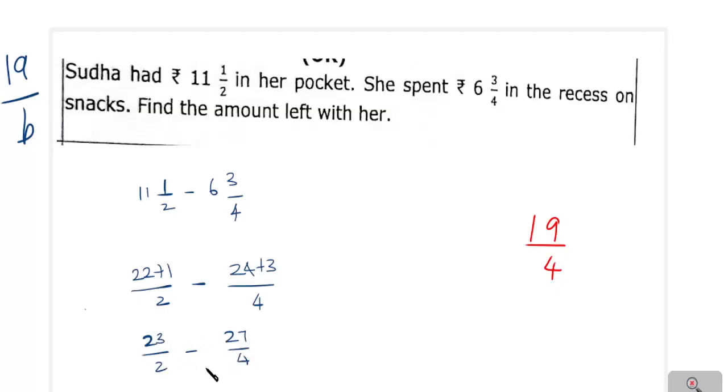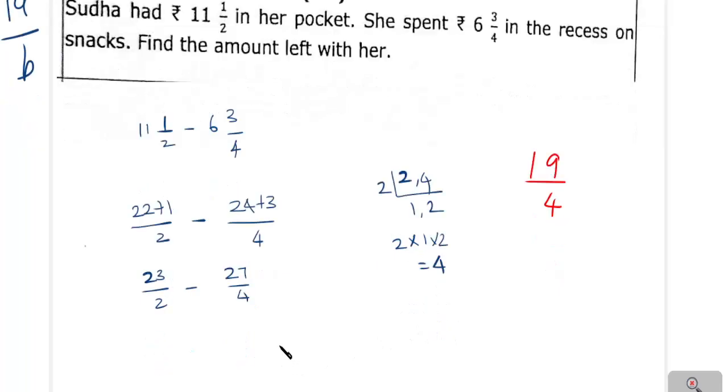In this sum also there is no common value in the denominator, so you cannot make a direct addition or subtraction. You have to find out the LCD. To find out the LCD, 2 comma 4, 2 1 2. So 2 into 1 into 2, the number is 4, is the least common denominator.